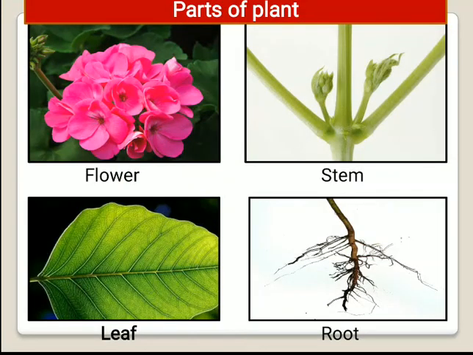Flower. Flower is the beautiful part that gives seed or fruit. Leaf. Leaf makes food for the plant. Stem. Stem carries food and water to all parts of the plant. Root. Root gives support and takes water and nutrients from the soil.